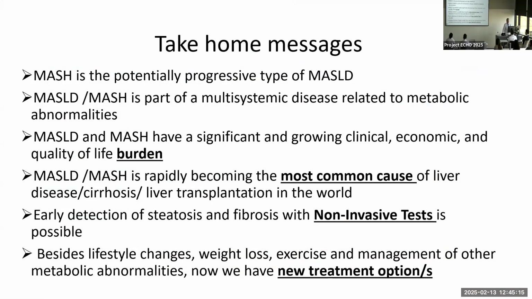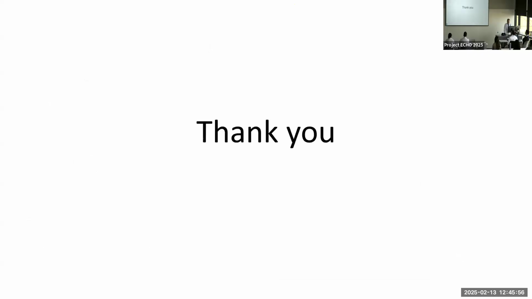So, take-home messages: MASH is a potentially progressive type of MASLD. These are multisystemic diseases. There is a huge economic and quality of life burden of these diseases. These are the most common cause of liver disease, cirrhosis, and liver transplantation in the world, and still increasing. We are lucky that we have good non-invasive tests now, so diagnosis and monitoring of disease management can be possible. And luckily, we have new treatments now. So thank you very much.